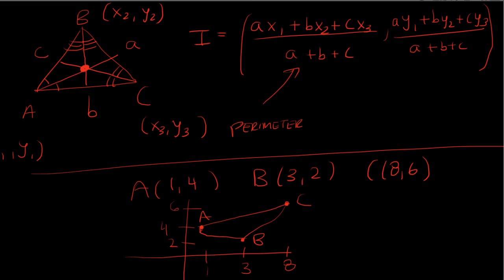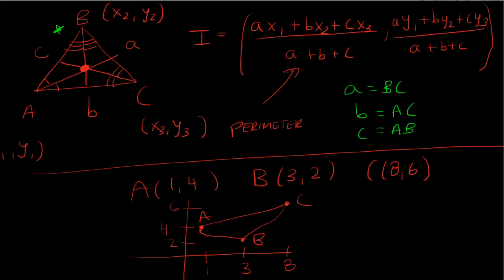It might be helpful to say that A is the length of BC. So I'm just using this triangle right here. B is the length of AC, and C is the length of AB. Okay. So the first thing you should always do is find each of these lengths. And that's where we have to use the distance formula.